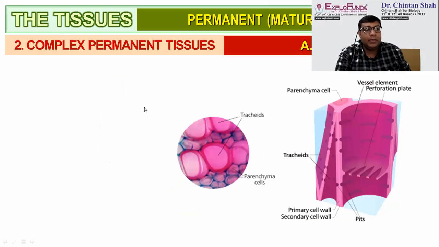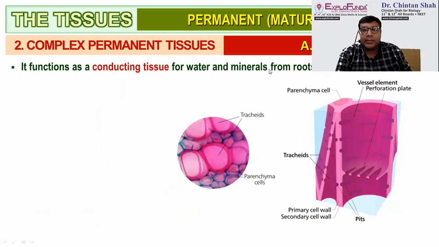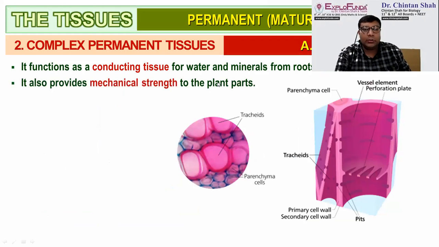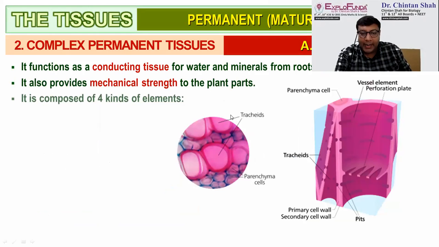It functions as a conducting tissue for water and minerals from the root to the leaf as well as the stem. It also provides mechanical strength to the plant parts. So you can see it's made up of four elements.